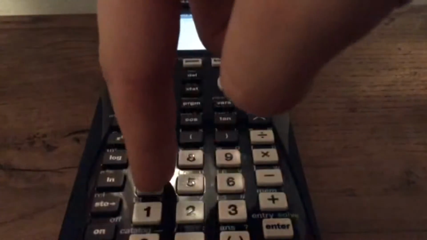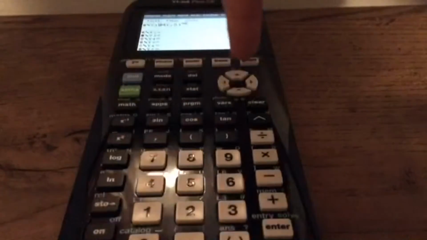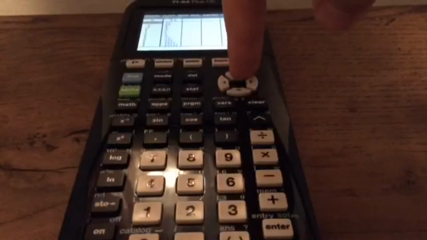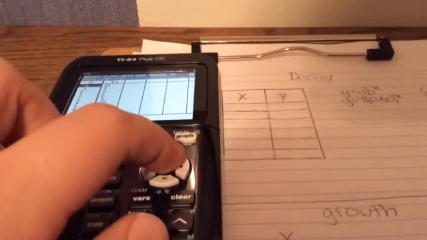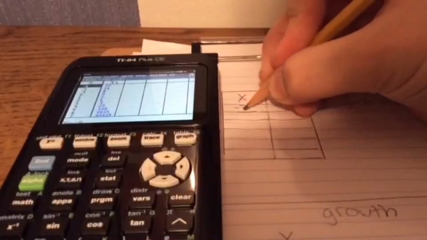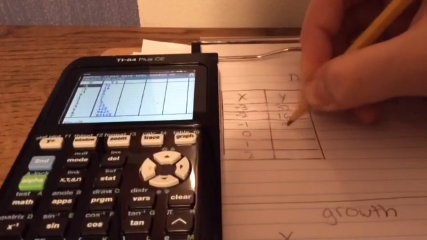First, push the y equals button, then punch in the numbers. Y equals 4, open parenthesis, 5/10, close parenthesis, up arrow, then x. And when you're done, hit second graph. When you put the equation into the table, all you should do is put in a few negative and positive x values, then the y values that correspond with the x values. Then you're done.